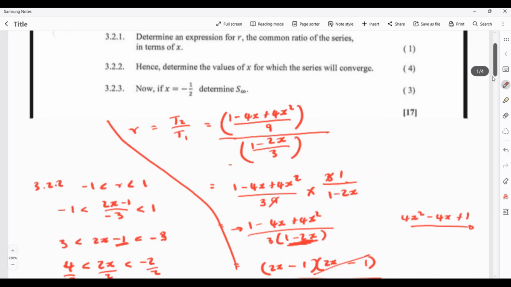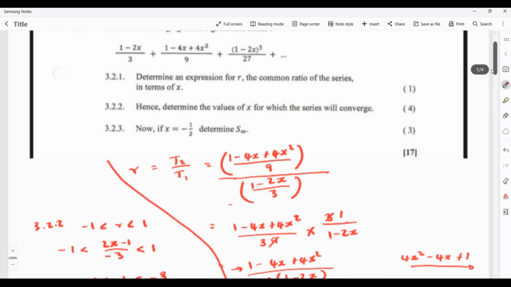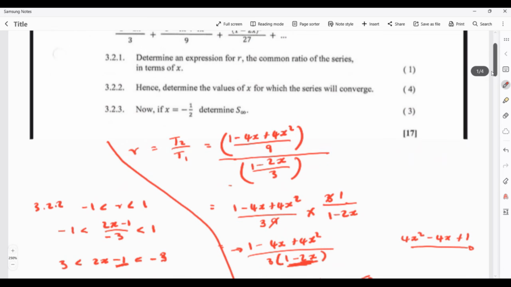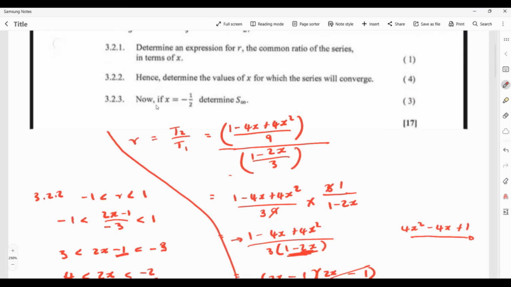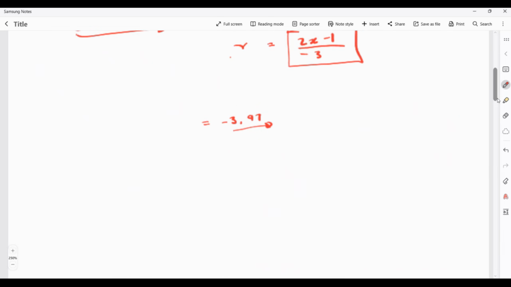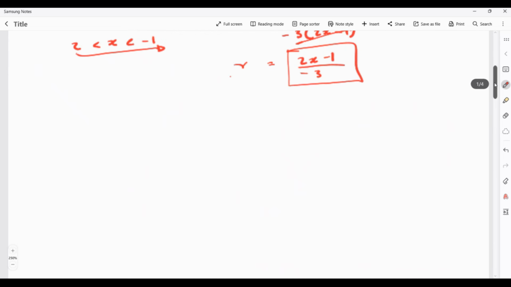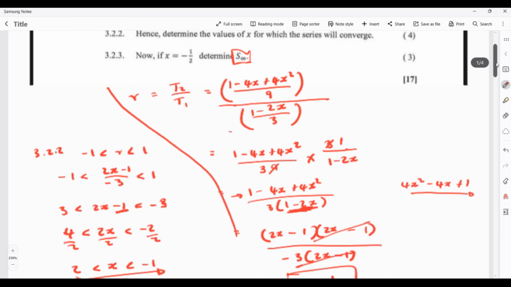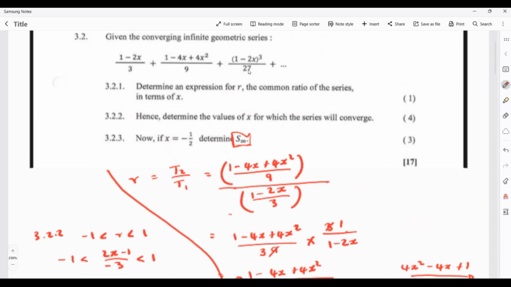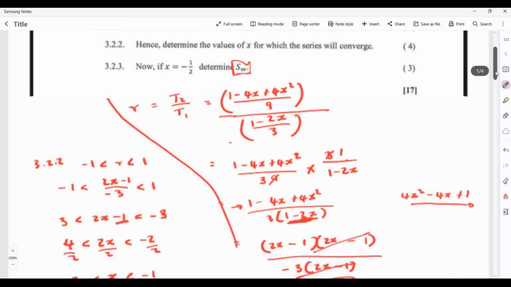Determine the values of x for which the series will converge. I'm good. Now, the last question is, if x is equal to 1 over 2, determine the sum to infinity. What I'm going to do in that question is first express my series in numbers. In the place of x, I'm going to put negative 1 over 2. That's just what I'm going to do.